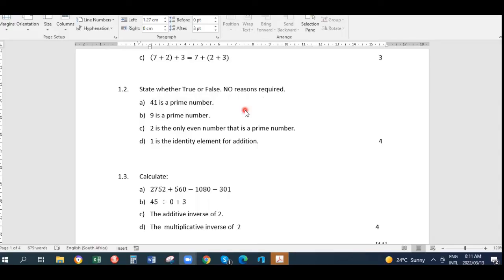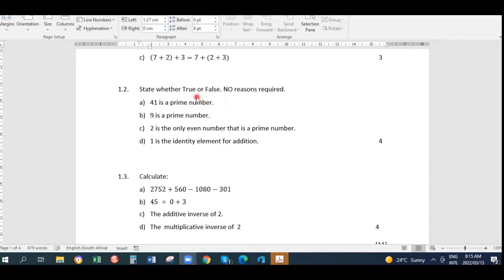So we're looking at: 41 is a prime number. What is a prime number? A prime number is a number that has only 2 factors, 1 and itself. So we look at the number 3. 1 is a factor of 3 and 3 is a factor of 3. So 2 cannot go into 3 exactly, or the exact number of times.